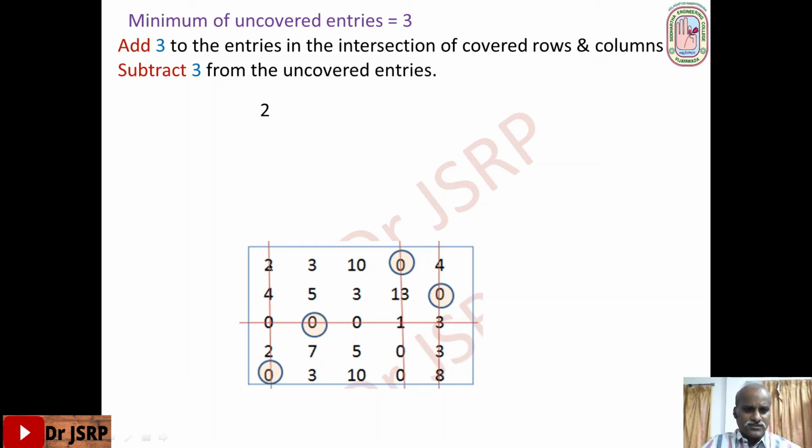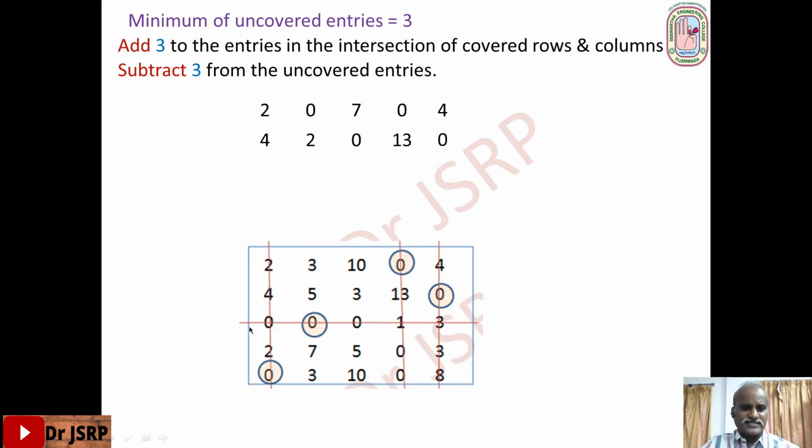Okay. So this is in a covered column only. This remains the same, 2. This is an uncovered entry. Subtract 3 minus 3, 0. That means this is a new possible assignment. 10 minus 3, 7. These two remain the same. 0, 4. This will also remain the same. 4. 5 minus 3, 2. 3 minus 3, 0. So this is a new possible assignment. These two remain the same. 13, 0.